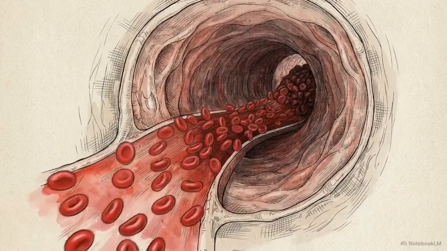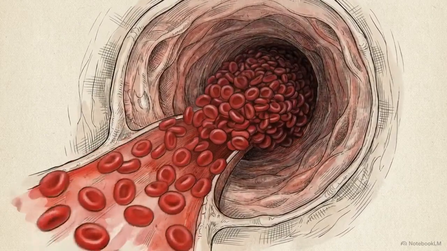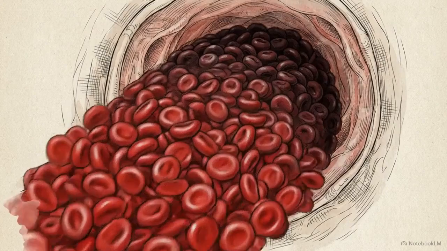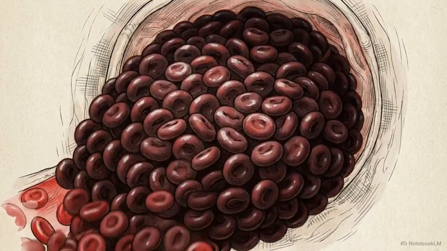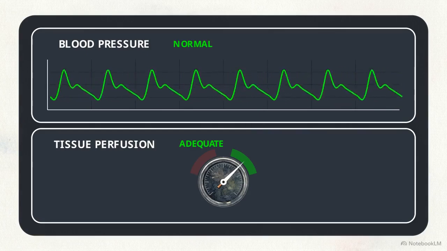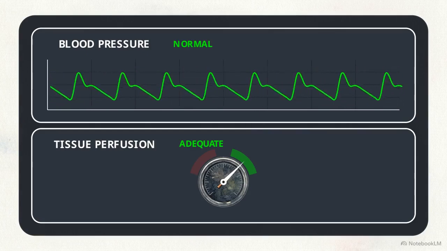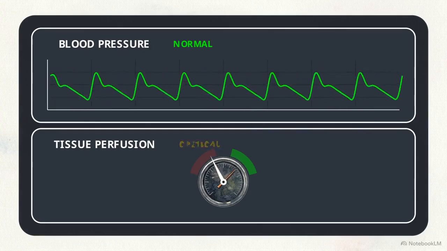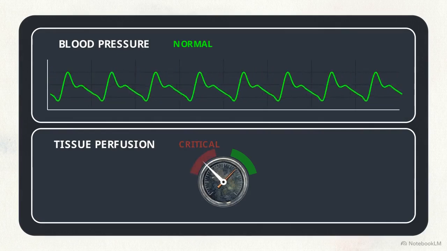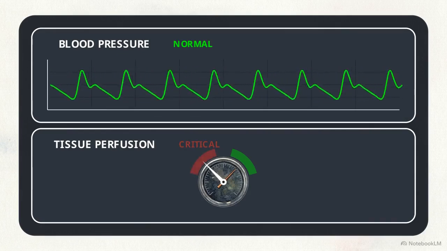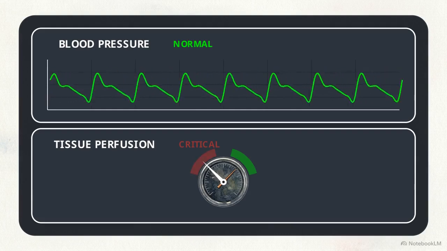When trauma leaves the body unresuscitated, the entire system stalls. And when the vascular system stalls, the patient dies. Look at this clinical dashboard. On top, the blood pressure reads as perfectly normal. On the bottom, however, tissue perfusion is plummeting. This reveals the actual nature of shock, a state of systemic low tissue perfusion.